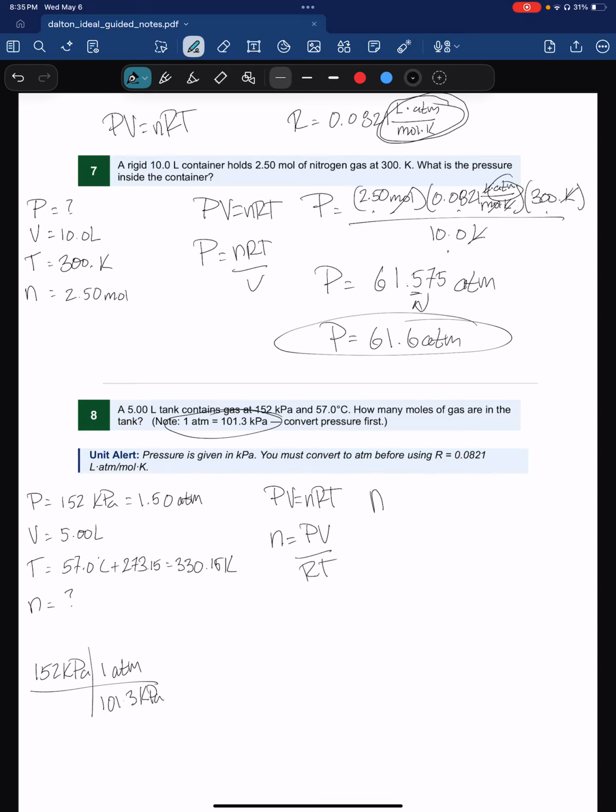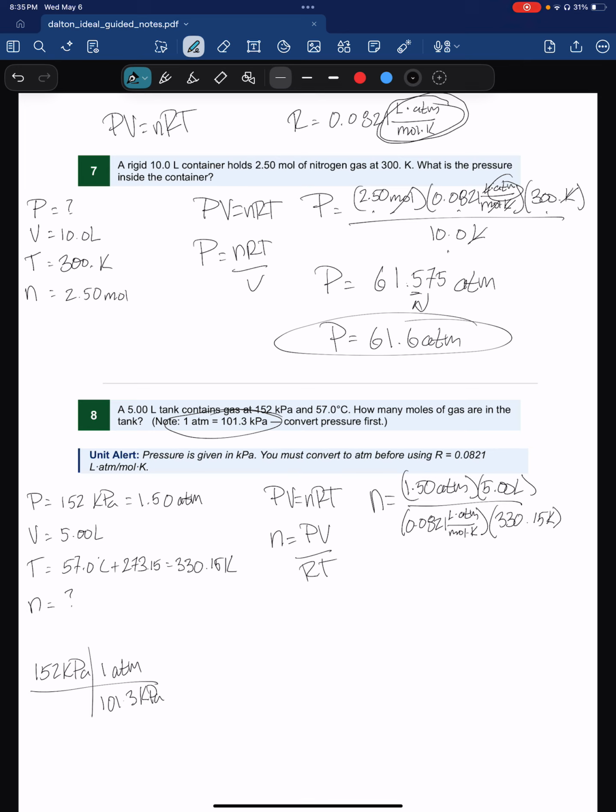Let me go ahead and fill everything in. N is equal to the pressure of 1.50 atmospheres times the volume, 5.00 liters, over our constant, 0.0821 liter atmospheres per mole Kelvin, times our temperature, which is 330.15 Kelvin. All right, let's plug this into our calculator.